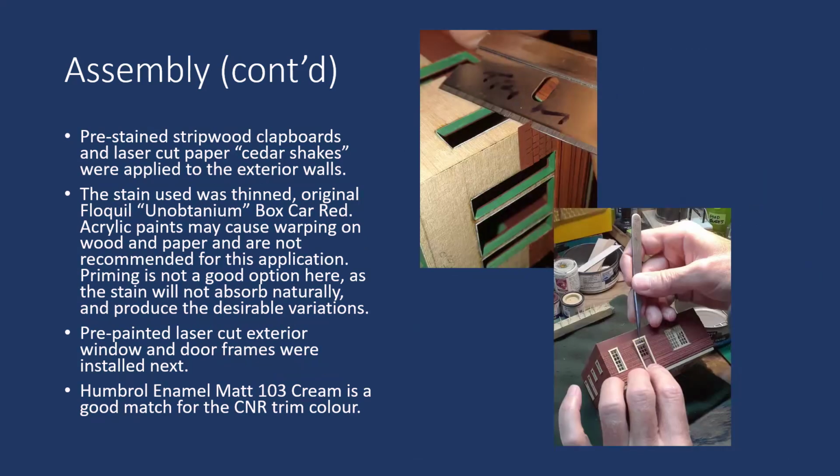Pre-stained stripwood clapboards and laser-cut paper cedar shakes were applied to the exterior walls. The stain used was thinned original Floquil Unobtainium Boxcar Red. Most recently, AK Interactive has a product called Real Colors, which I believe would be suitable for the same purpose. Acrylic paints may cause warping on wood and paper and are not recommended for this application. And also, priming is not a good option here, as the stain will not absorb naturally and produce the desired variations. Pre-painted laser-cut exterior window and door frames were installed next.